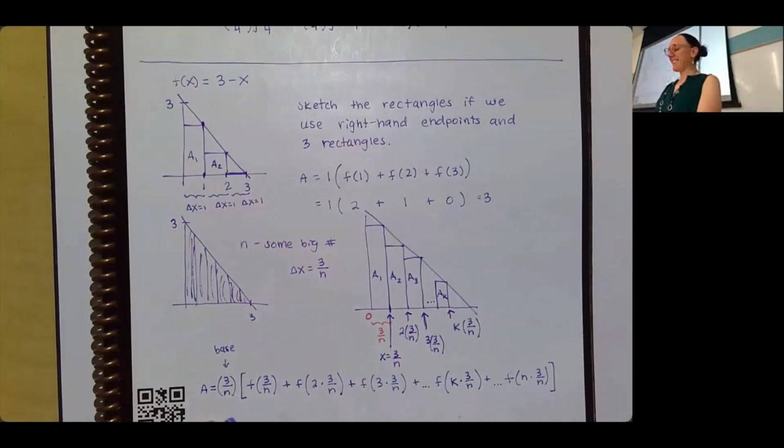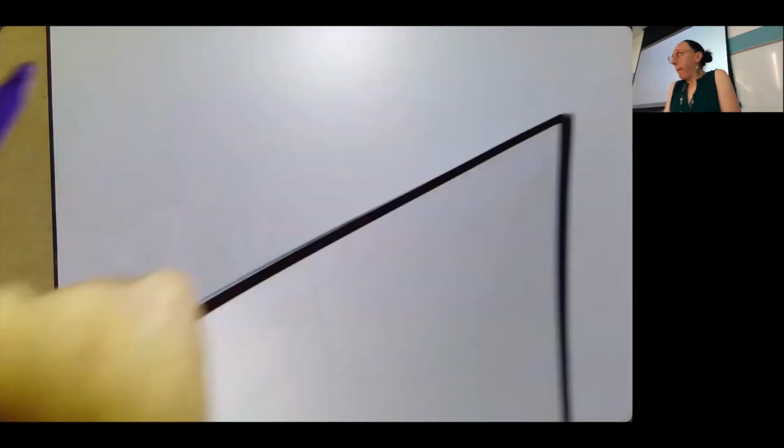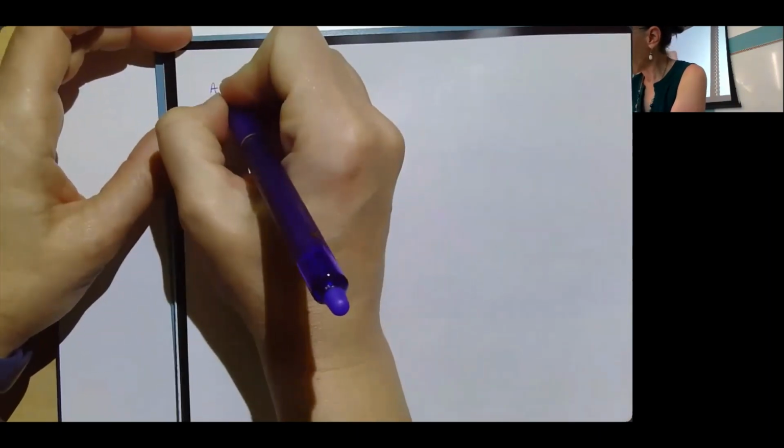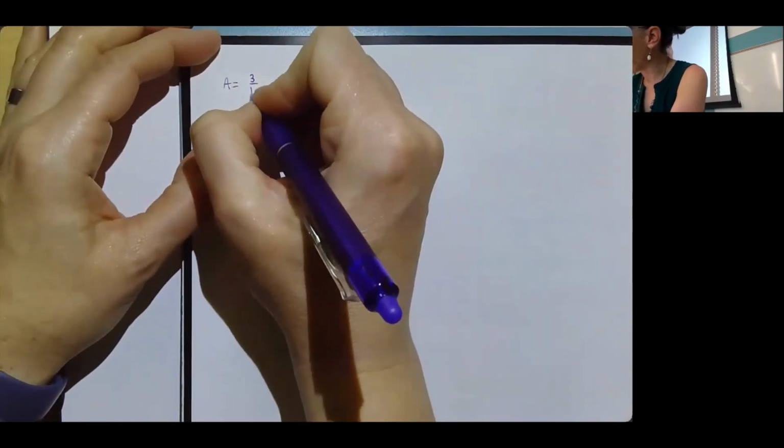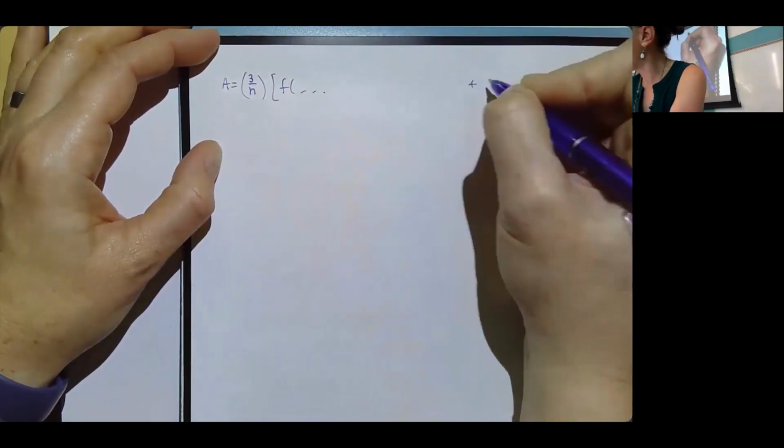So we can take this entire expression, and this is where I'm about to lose people because I'm going to flip the page. So this is not going to be sitting here anymore. Sorry. I ran out of space. I don't want to lose you. You'll be okay. Recap. My area looked like 3 over n times this whole thing, and we had f of some stuff.